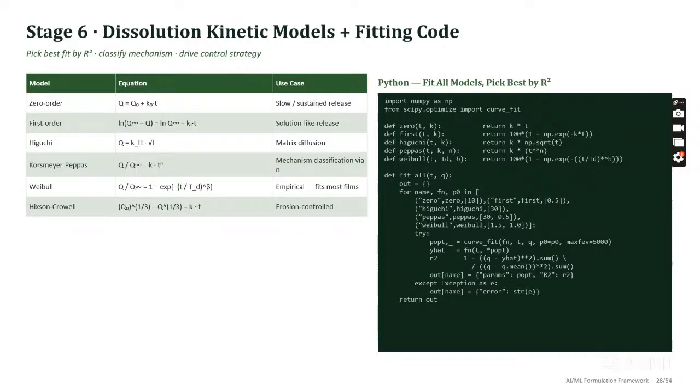See here how the code will be: zero order 10, first order 10.5, Higuchi 30, Peppas 30, 0.5. So this is the code section, and this will pop out R2, and except Exception as e, it prints the name error. If any error comes, you should omit the error and then give the code. So this is one part of the code. Different codes will be there. You should check them out.